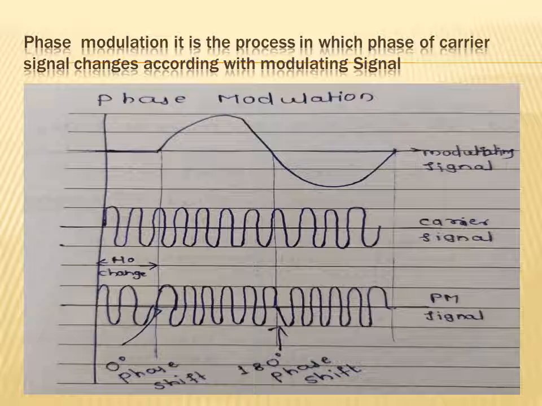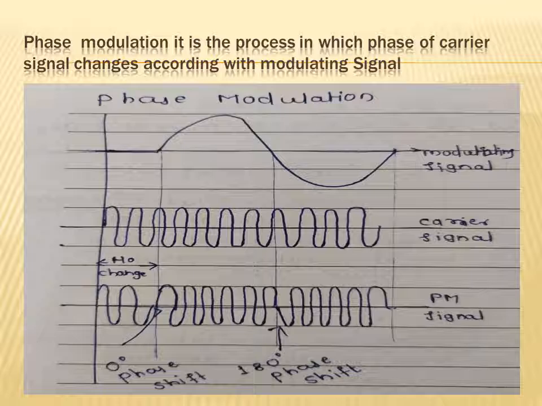The third signal is the phase modulated signal. For the first part, information is absent, so the carrier signal is transmitted as it is. When there is a positive half cycle, there is a 0 degree phase shift, and when there is a negative half cycle, the phase changes to 180 degrees.